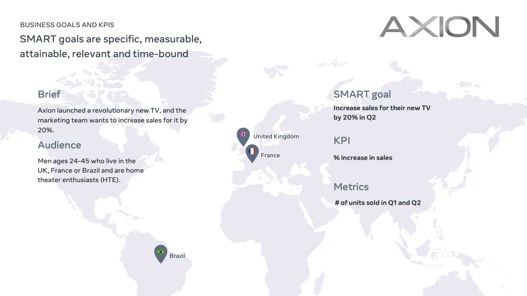First of all, we'll be talking about increasing sales for their new TV by 20% by the end of Q2, because it's specific and it is relevant only for the new product. It calls for a 20% increase in sales, so it's measurable as well. We assume it's attainable, and lastly, it's relevant and time-bound. The KPI for this is the percentage increase in sales, and to determine if they achieve the KPI and reach the goal of a 20% increase in sales by the end of Q2, you need the number of units they sold in Q1 and Q2.